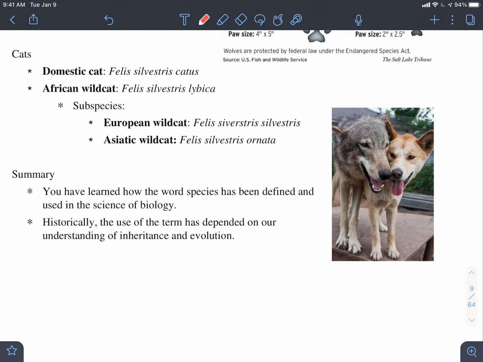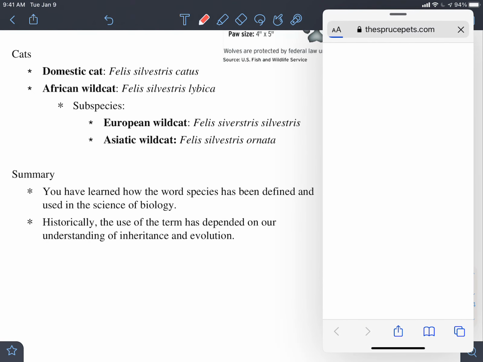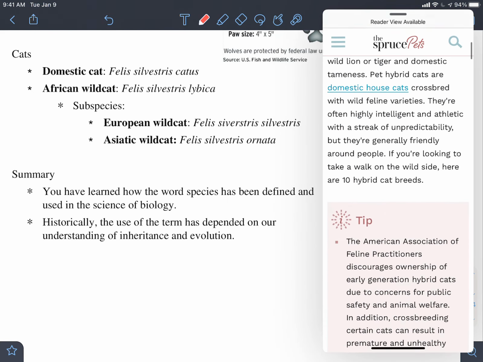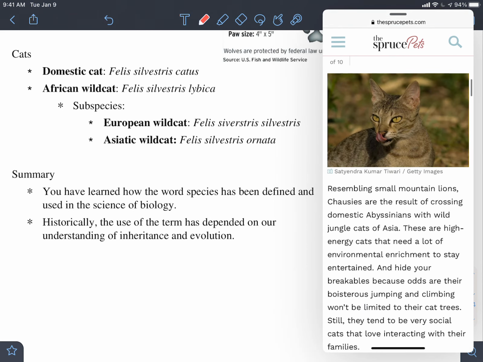And there are other cats like that. All right. So let's see if we can pull this up here. So here's some examples of a wild cat. So this is a hybrid cat where they've taken some wild cat traits and they brought them in. And so you can see some other wild cats.